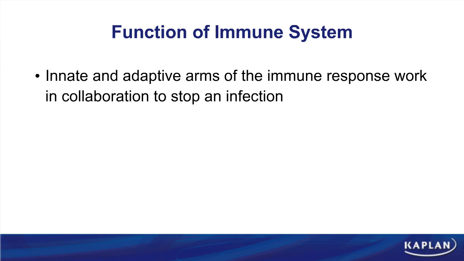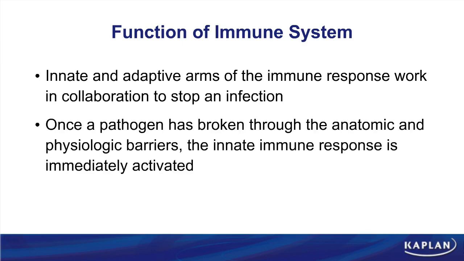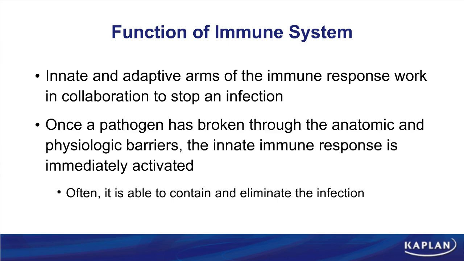It's important to understand that both the innate and the adaptive immune system come together to help eliminate infections. They don't live separately on an island and never talk to each other. However, sometimes, once a pathogen is capable of breaking through the anatomic and/or physiologic barriers, the innate immune system responds fast enough to contain and eliminate the infection, eliminating the need in certain cases for adaptive immunity. The way you want to think about innate immunity is like the front line.